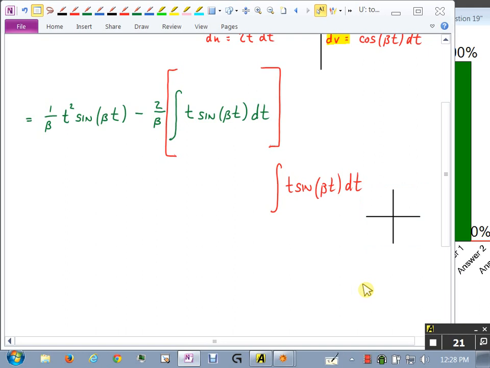Now, you can use u and v again as long as you keep track of everything, okay? Don't get it confused with your u and v from before. So what u are we going to use here? t. du is dt, right? dv will be our sine beta t dt. I really ran out of room there. And that means our v is going to be what? Negative 1 over beta cosine beta t.